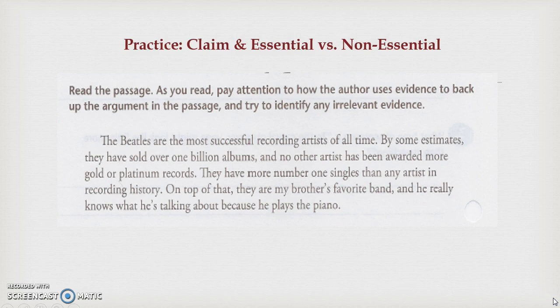Let's do some more practice. Claim: essential versus non-essential. Read the passage. As you read, pay attention to how the author uses evidence to back up the argument in the passage, and try to identify any irrelevant evidence.